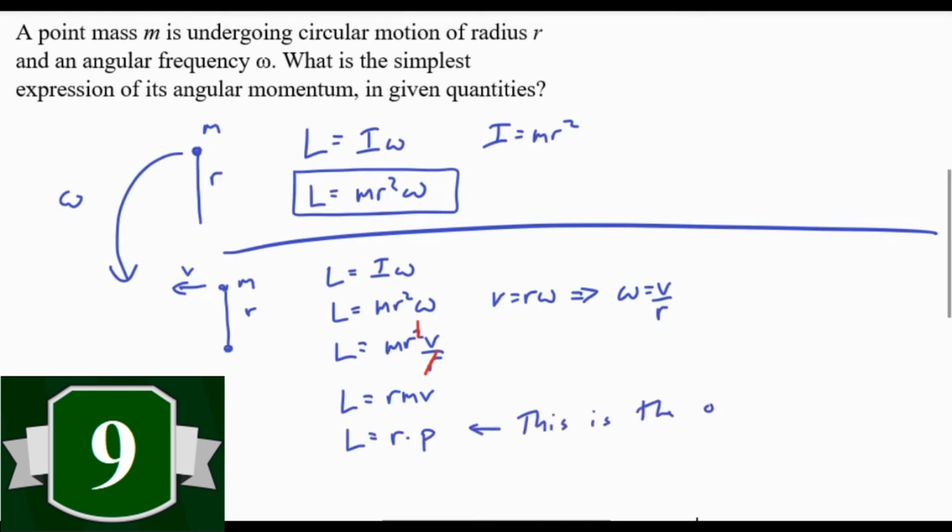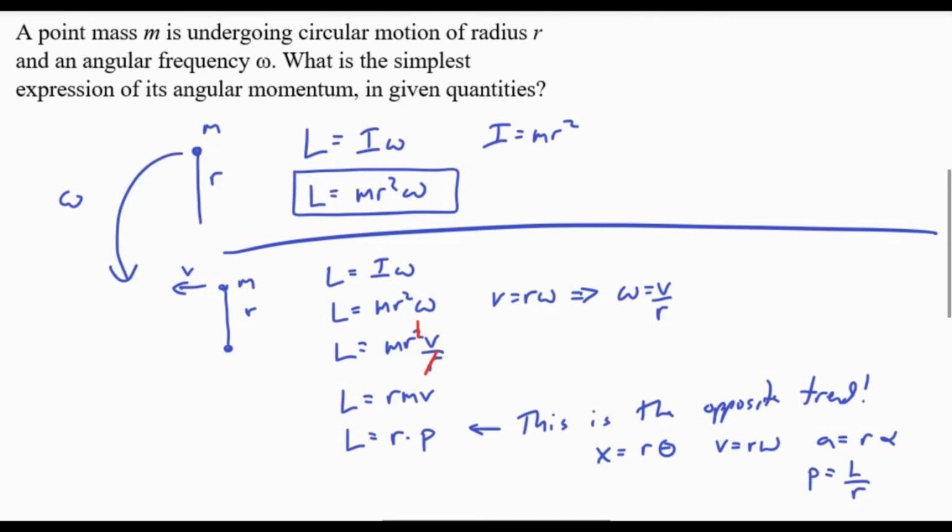Notice that that's the opposite of the trend. We have distance equals r times angular distance, velocity equals r times angular velocity, and acceleration equals r times angular acceleration, but momentum equals angular momentum divided by r. So it is the opposite, but this is how you get it. Start with L equals I omega and substitute accordingly.